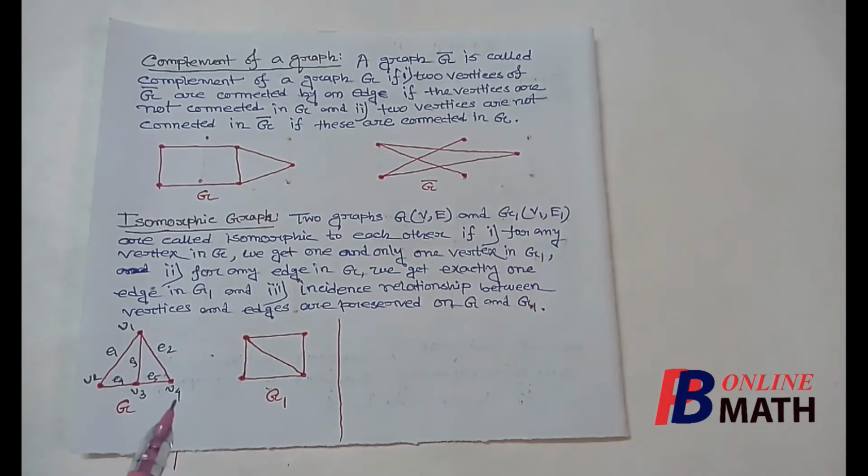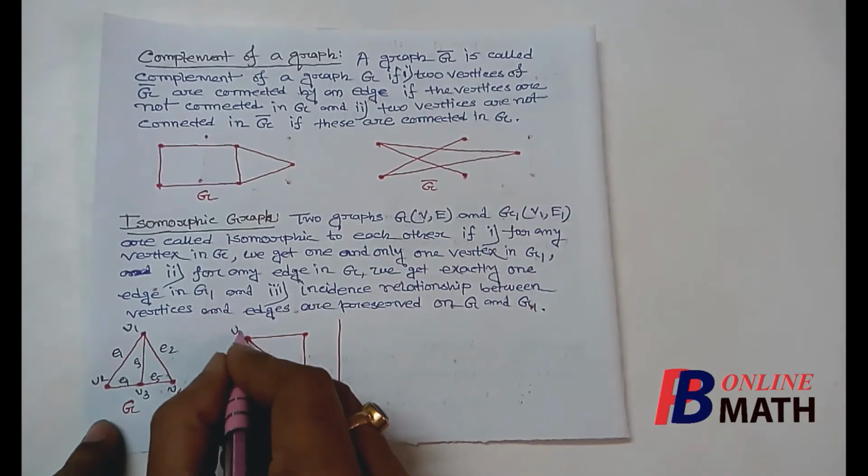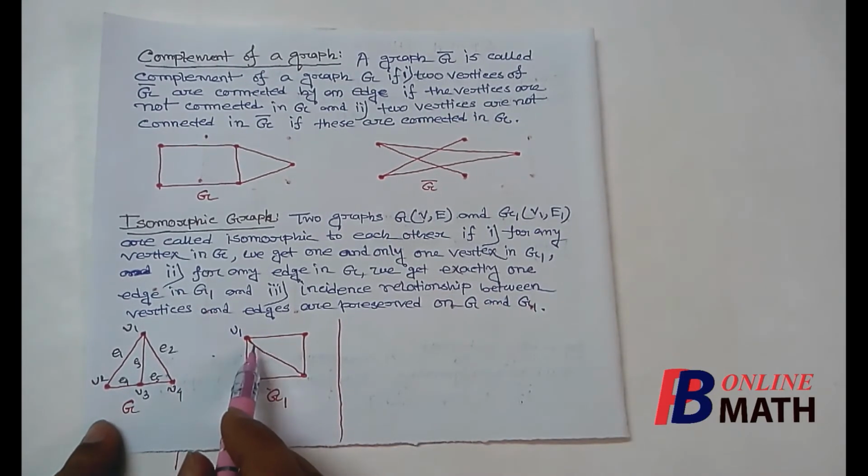Now the next condition is that the incidence relationship between the vertices and the edges must be preserved in both G and G1. That means, in simple language, for any vertex in G we must have one vertex in G1 with the same degree. Now here we find that V1 has degree 3 because 3 edges are incident to V1. So in G1 there must be one vertex having degree 3. So here we assume that this vertex is V1 because it has degree 3.